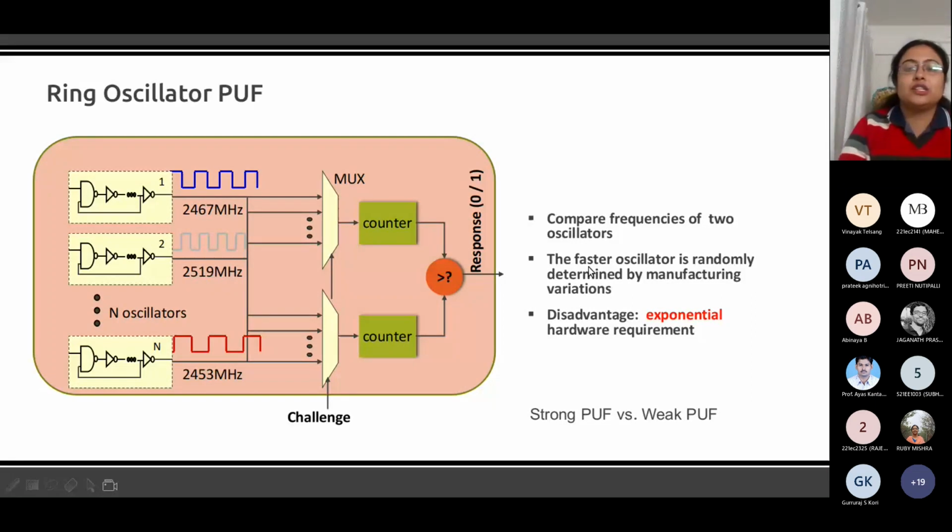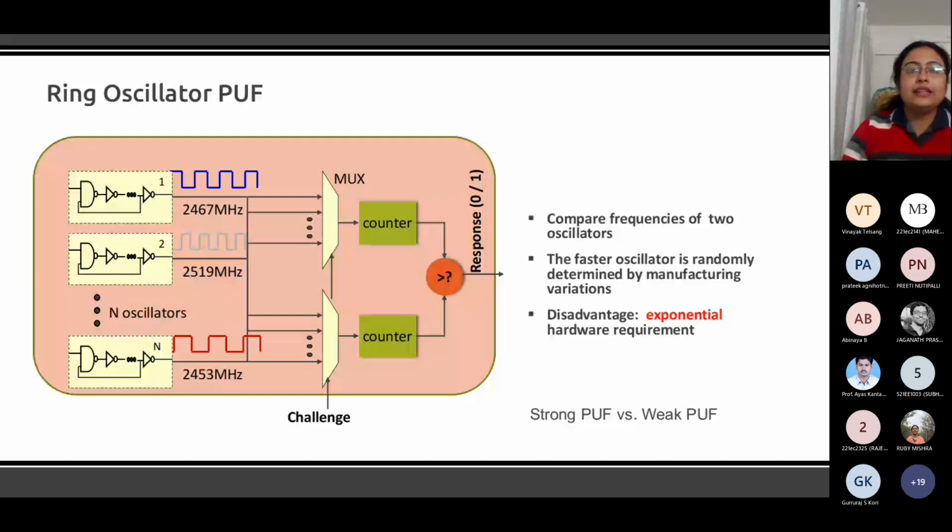The faster oscillation is randomly determined by the manufacturing process variation. And the disadvantage is the exponential hardware requirement. If I just change the challenge bits from k to k plus 1, you can understand that I have to add 2 more such ring oscillators. So that's why I cannot make a 64-bit ring oscillator PUF, then I would have to have 2 to the power 128 such ring oscillators, right?